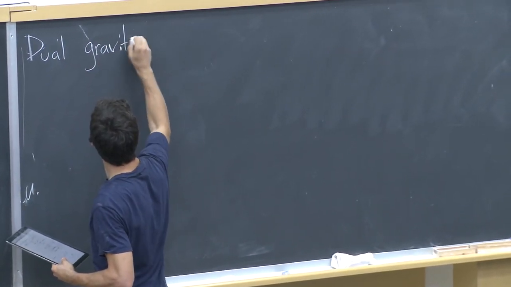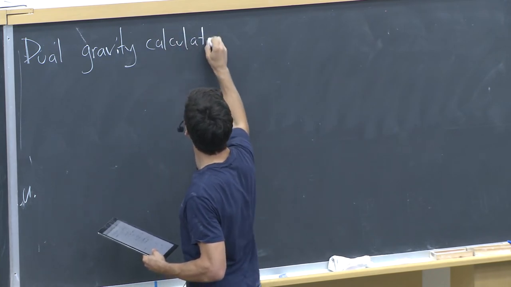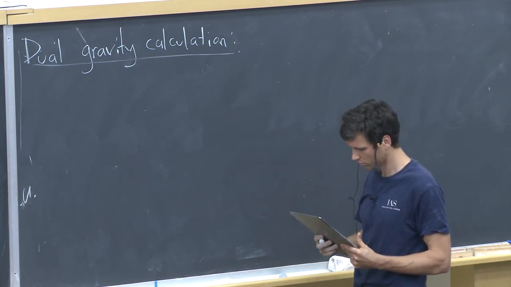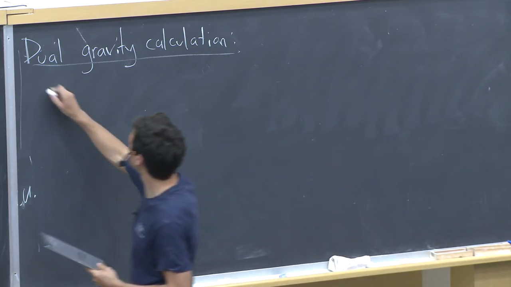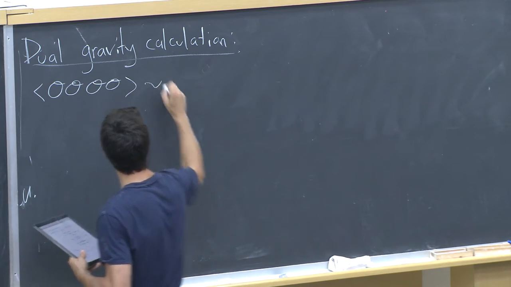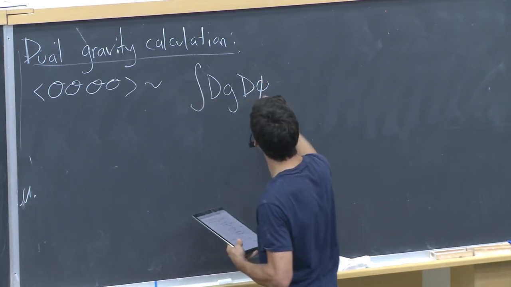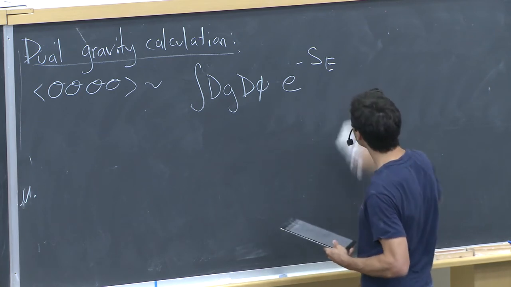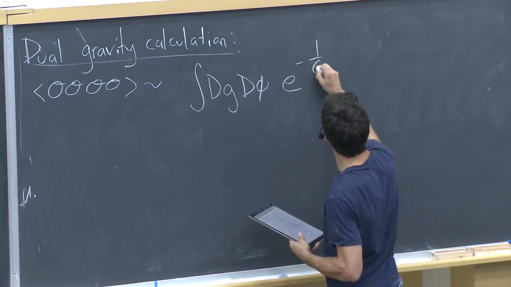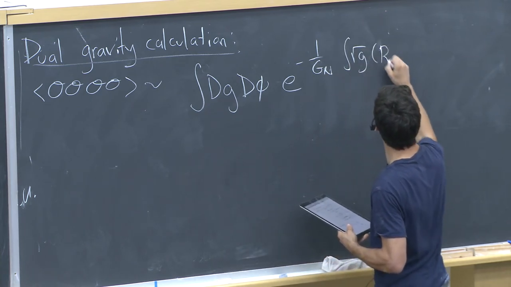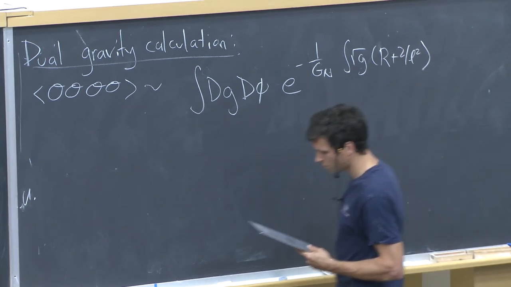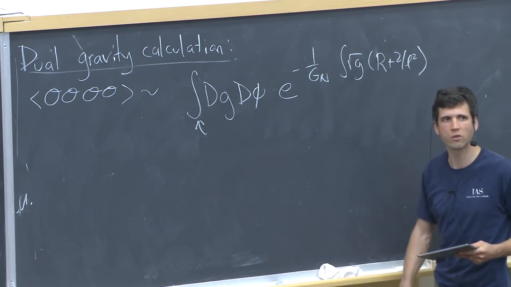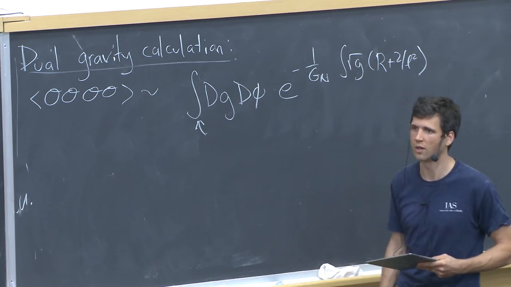Let's turn to the gravity side. On the gravity side, this heavy correlator is supposed to be calculated by a gravitational path integral. Let's work in Euclidean signature. The action that we'll put in is basically 1 over G Newton, integral of root g, R plus 2 over l squared. Now, how do we put in the operators? Well, the usual AdS/CFT dictionary tells us that we're supposed to do the path integral with a particular boundary condition on the fields at infinity.